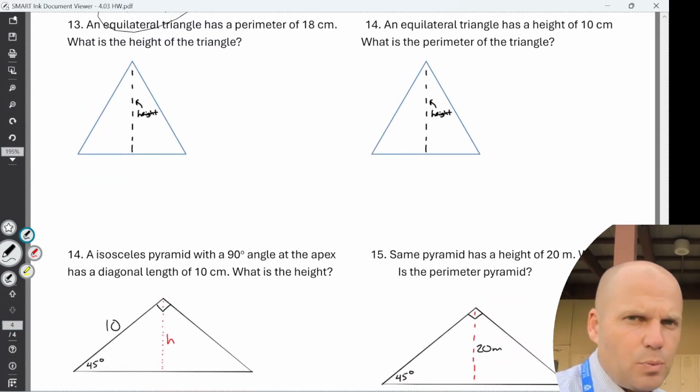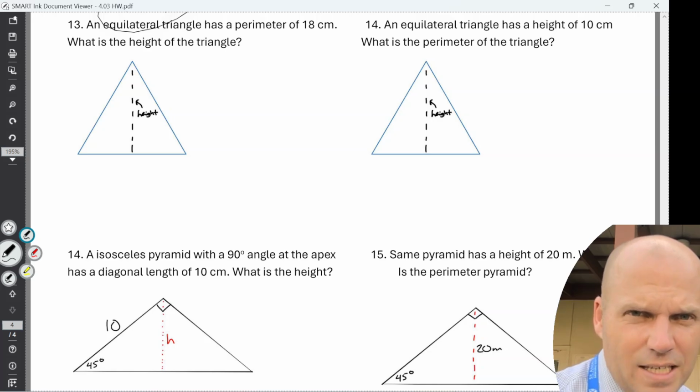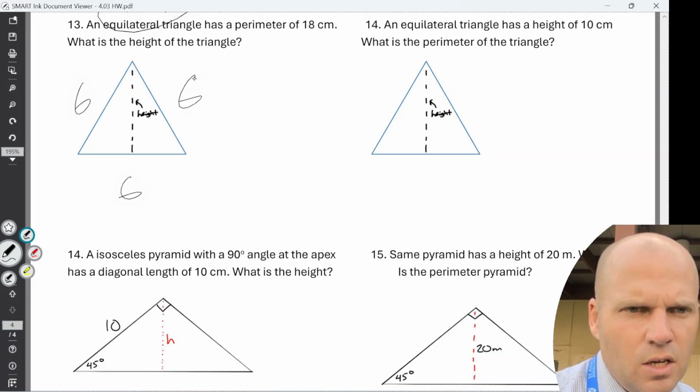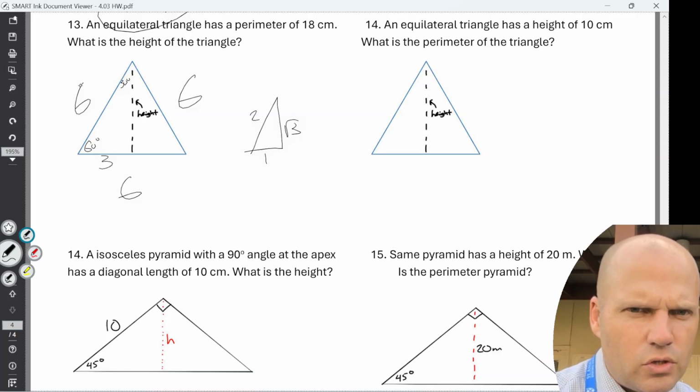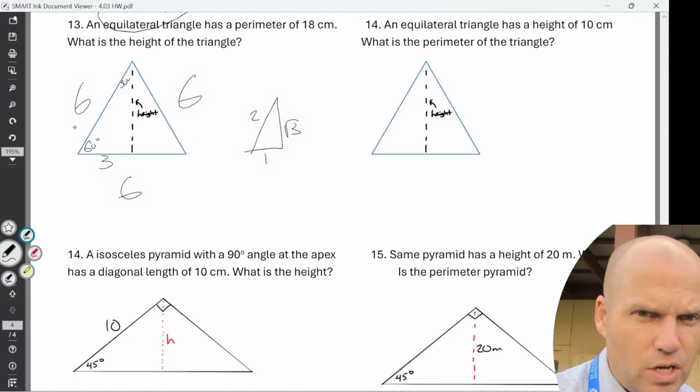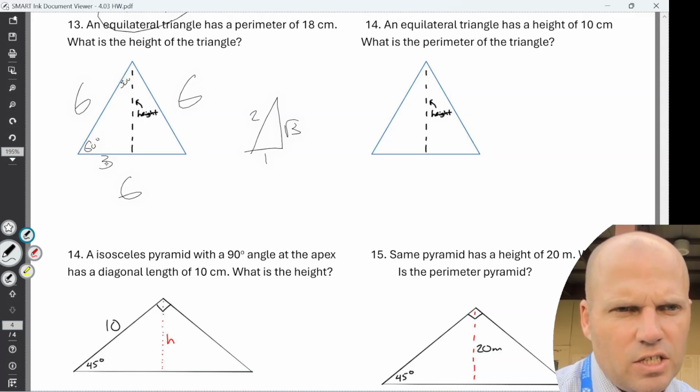13, an equilateral triangle has a perimeter of 18. If the perimeter is 18 and we split it evenly, these have to all be 6. Well, since this is an equilateral triangle, it looks like I'm splitting it in half. It looks like I have a 30, 60, 90 triangle. Oh, if this is 6, this is 3. If I have a 30, 60, 90, I know that it's 1, root 3, and 2. So the scale factor is 3. If the scale factor is 3, this is going to be 3 root 3.